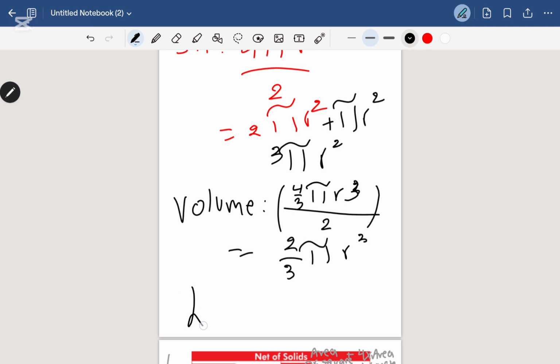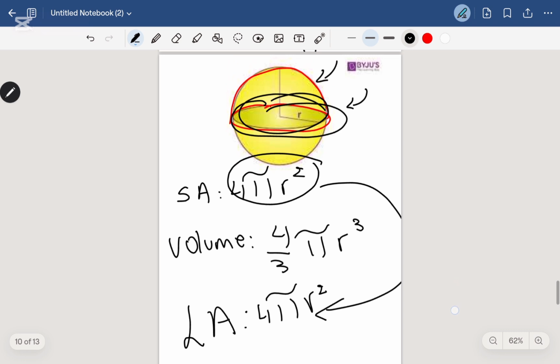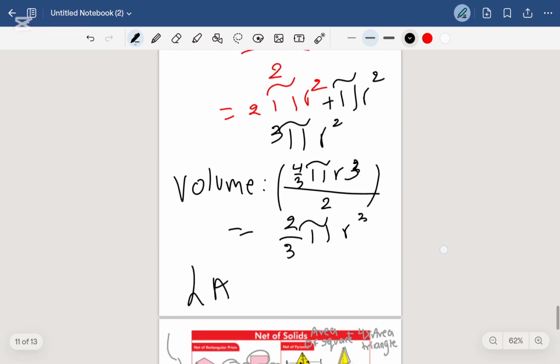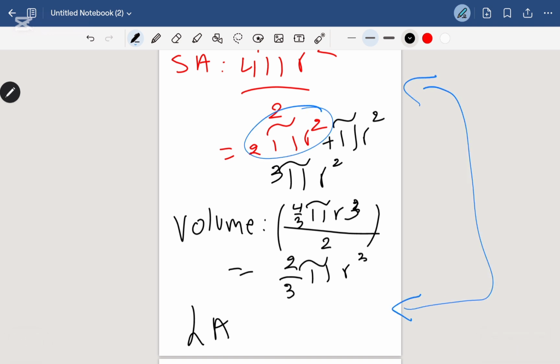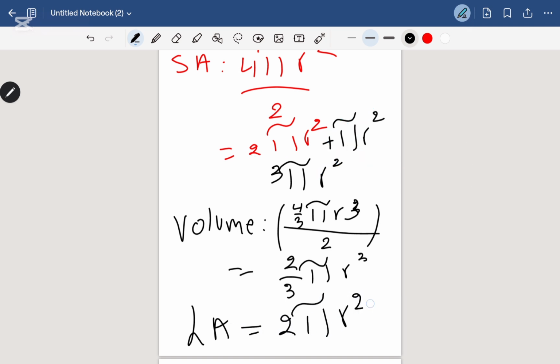Now finally, here comes the lateral area. The lateral area, as we said before, is only the area of the surface. So we can come down here and take this. We know that the surface area was 2 pi r squared, which is the surrounding, plus the area of the base. But the lateral area does not have any area of the base included. So you're going to exclude it, and then the lateral area is 2 pi r squared.